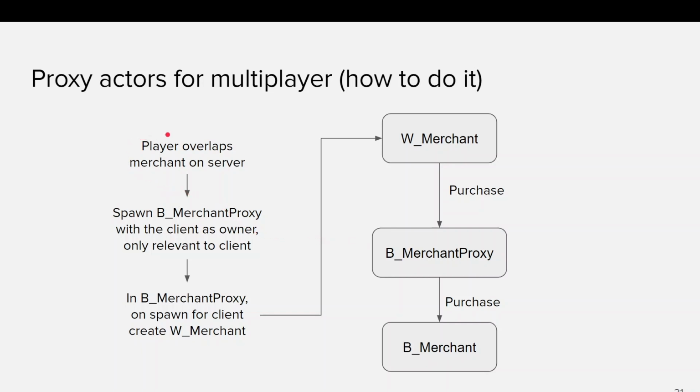So if your player is running up to a merchant or a potion station or whatever it is, maybe it's a vehicle to get into and start driving, and the server says, oh, a player has entered this collision box, and you can say, I'm going to spawn a proxy for this specific client. I'm only going to tell the client about it, and I'm going to set that client as the owner. No one else is going to know about this, so you keep your networking pretty low, and then on the client it says, oh, I got this proxy just spawned for me, and I'm the owner.